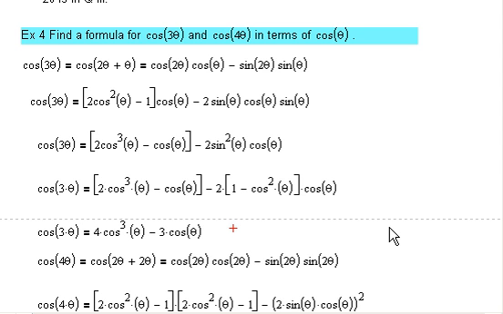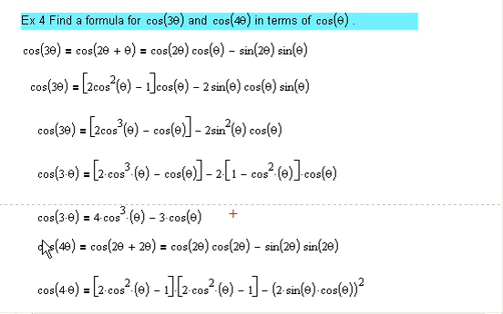The one for sine 3 theta is similar, but not the same. Or what about cosine of 4 theta? Could we find something for that? And the answer is sure. Do the same thing. Make it cosine 2 theta plus 2 theta, which is cosine squared 2 theta minus sine squared of 2 theta.